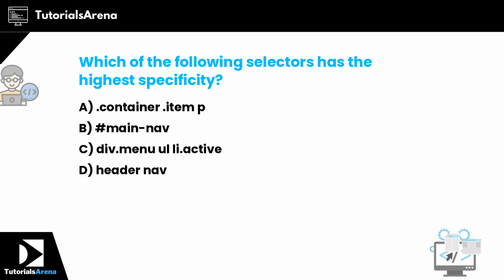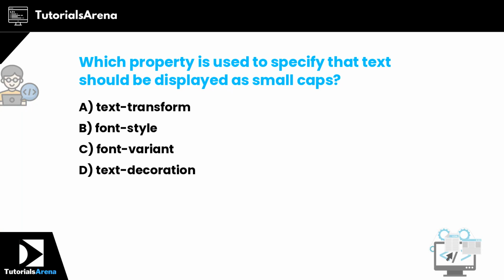Which of the following selectors has the highest specificity? The correct answer is option B, #mainNav. Which property is used to specify that text should be displayed as small caps? The correct answer is option C, font-variant.